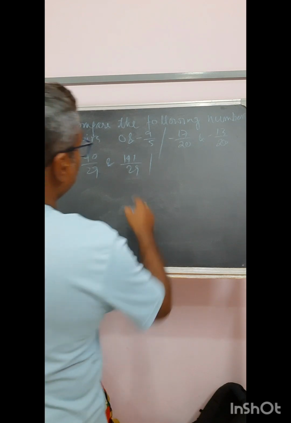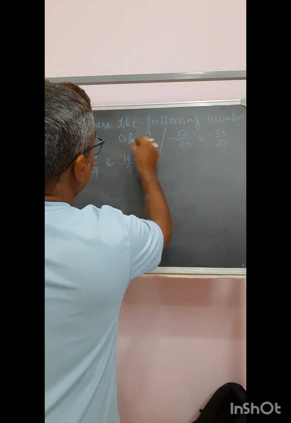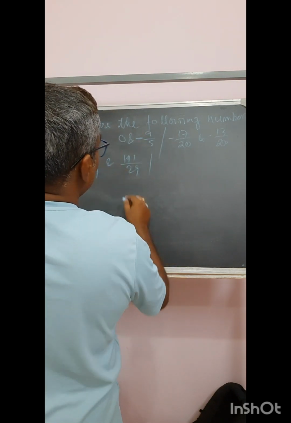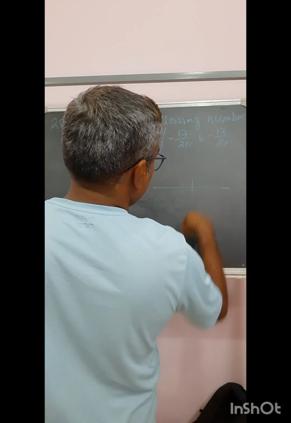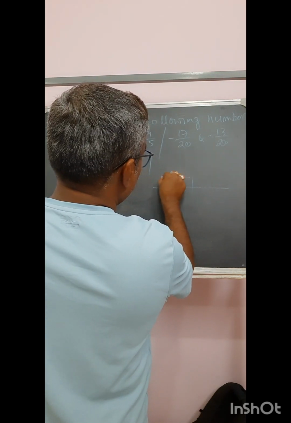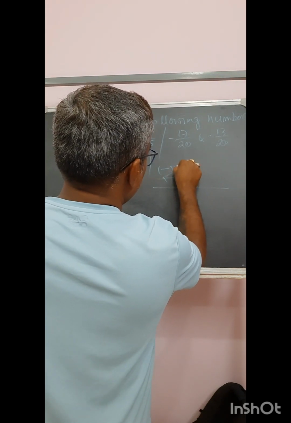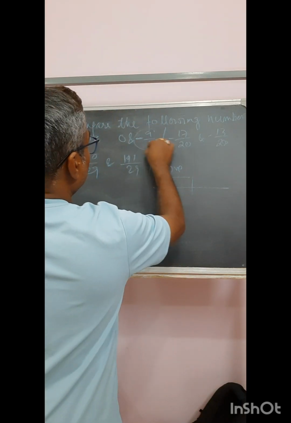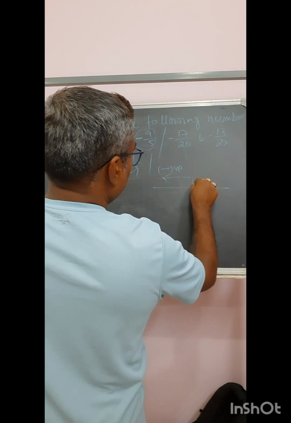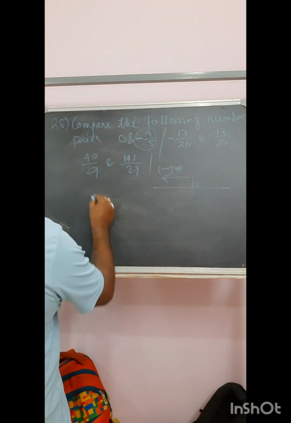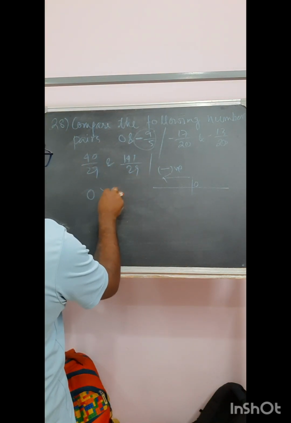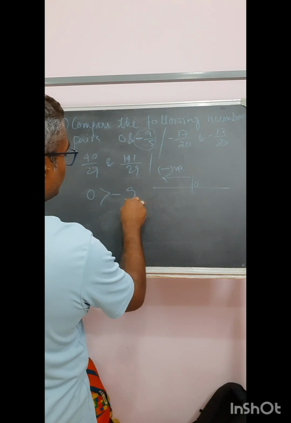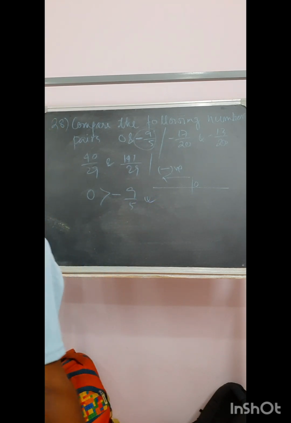So starting with the first one, this one is 0. On the number line, if I take 0, any number on the left hand side will be signed with a negative sign. So any number on the left hand side will be less than 0. So here 0 is greater than minus 9 by 5. So it can be compared easily.